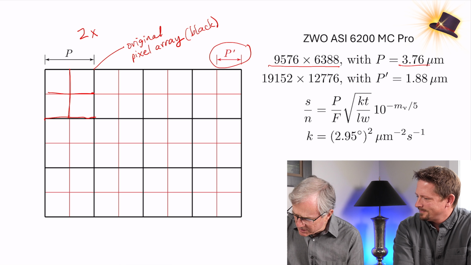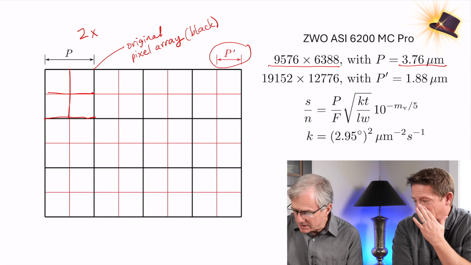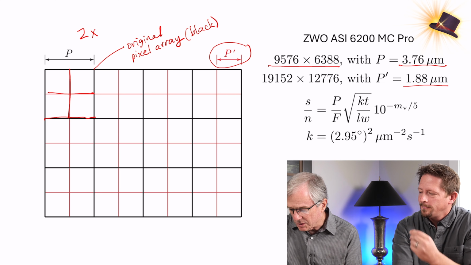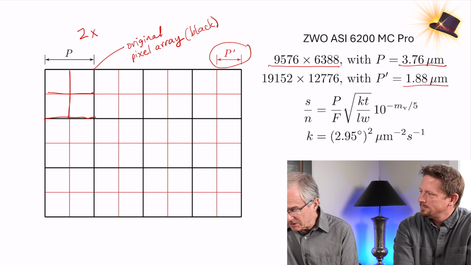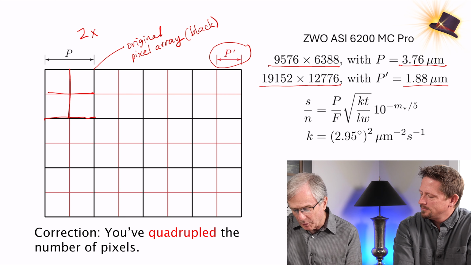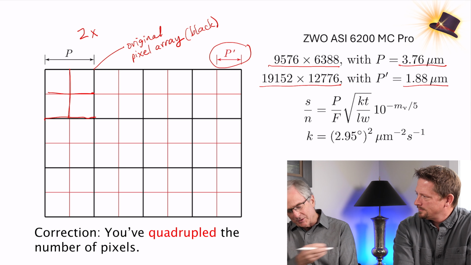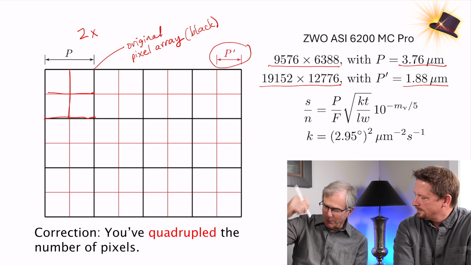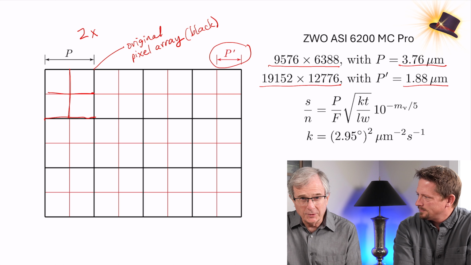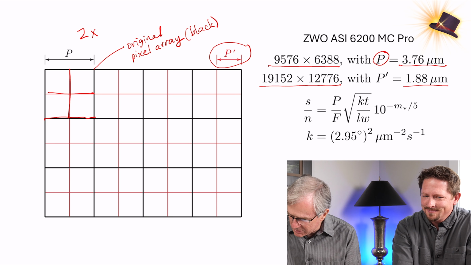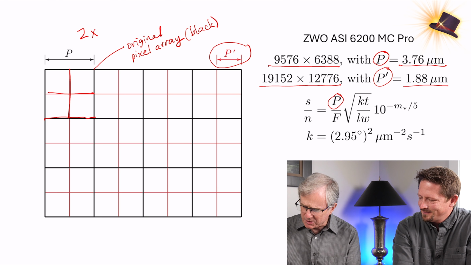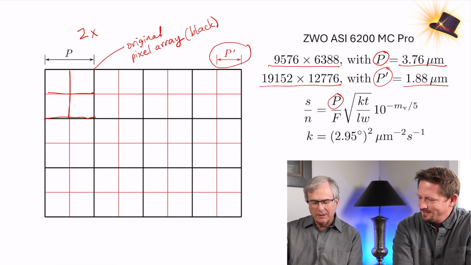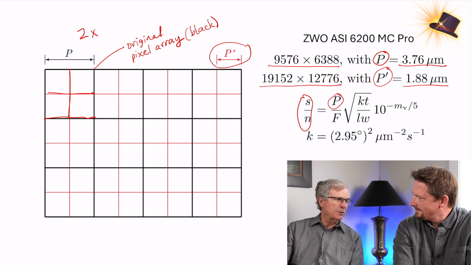So the original pixel size of the camera is 3.76 microns. You divide that by 2. So effectively your pixels are half the size. And you've doubled the number of pixels in the X direction and in the Y direction. So how does that affect your signal to noise ratio? You've taken this pixel size from 3.76 down to 1.88, and now you have half the signal to noise ratio.